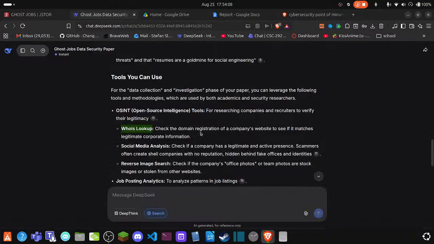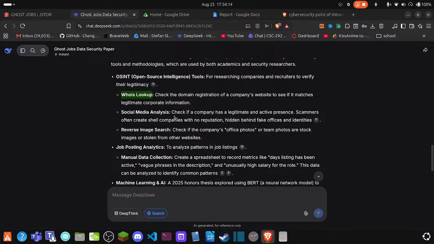Check the domain registration of the company's website to see if it matches legitimate corporation information. Social media analysis: check if a company has a legitimate and active presence. Scammers often create shell companies with no reputation, hidden behind fake officers and identities. Yeah, that is actually true. Phishing scams do happen a lot on LinkedIn.